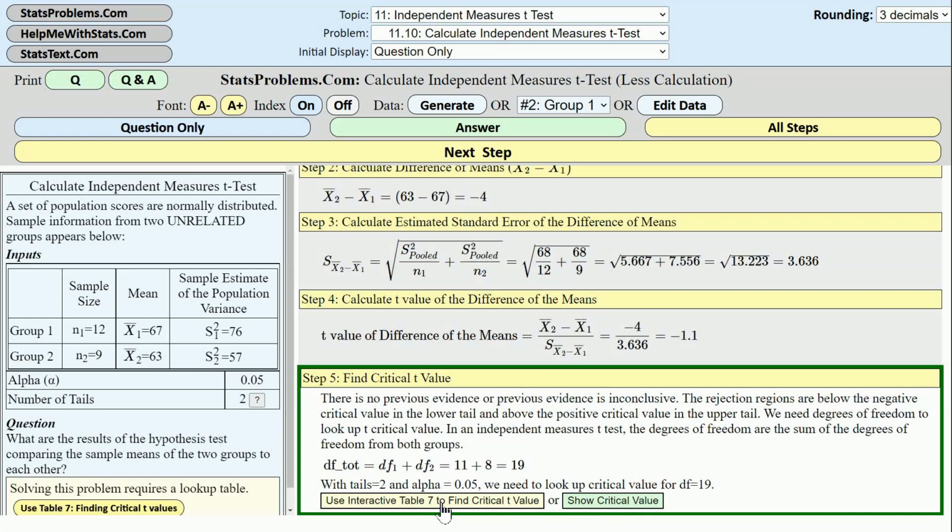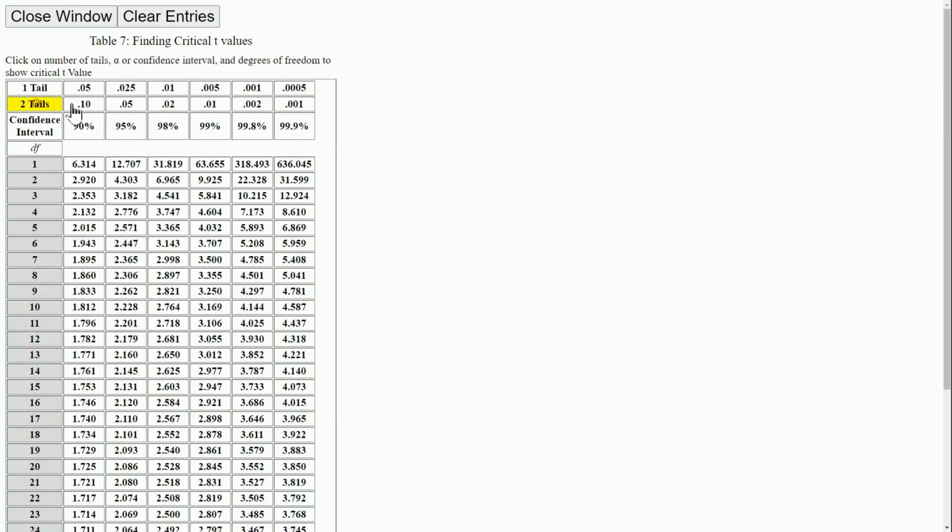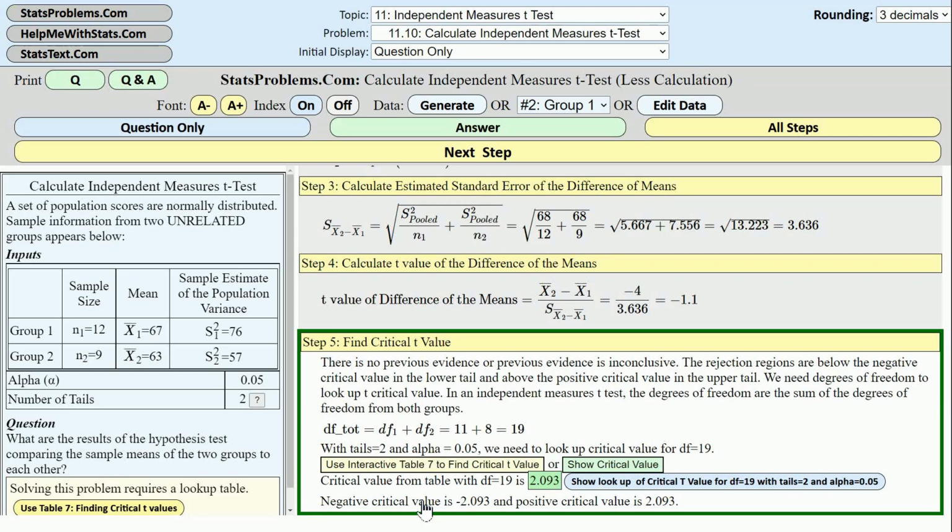Use Interactive Table 7 to find the critical value. With two tails and alpha equals 0.05, and df equals 19, use t equals 2.093 from the lookup table. We close this window to return to the analysis, which shows the negative critical value is minus 2.093 and the positive critical value is 2.093 with two tails and alpha equals 0.05.